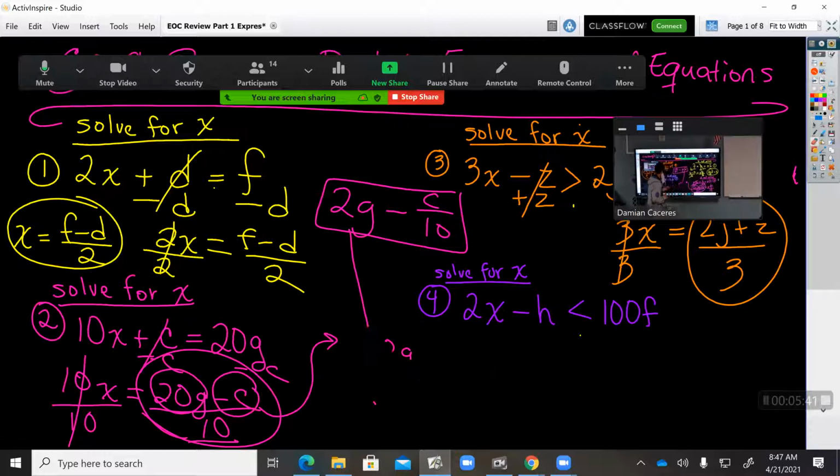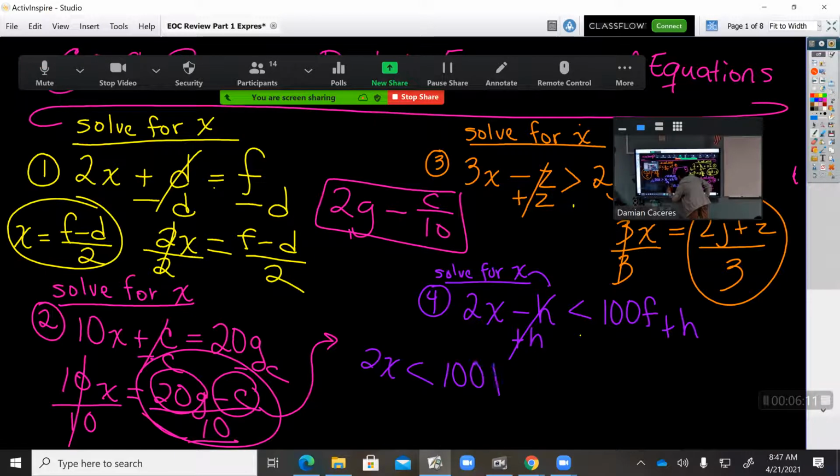All right, let's now review the purple question over here, number 4, which is the inequality. So again, we're solving for x. So we get rid of the other term that's on the same side as this x. We need to get rid of that h value. Because it says minus h, we do the opposite, plus h. Whatever you do to one side, you do to the other. So now we have 2x is less than 100f plus h.